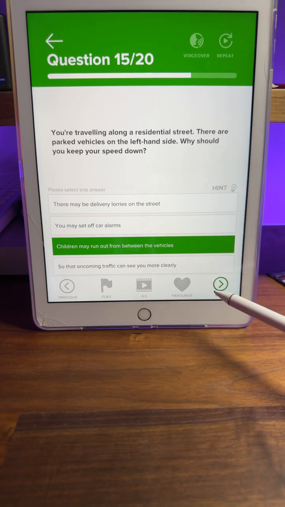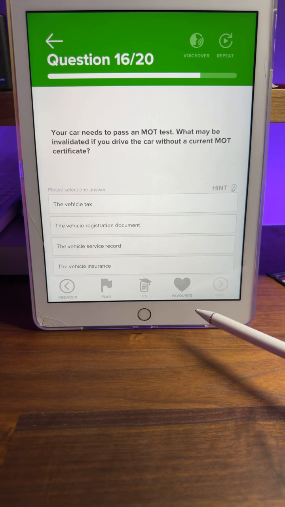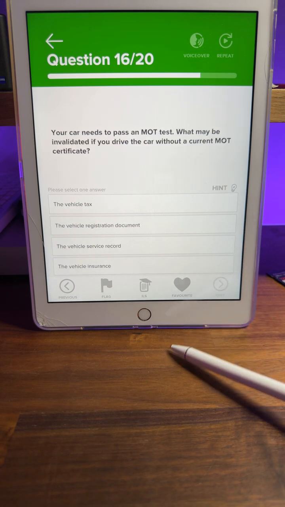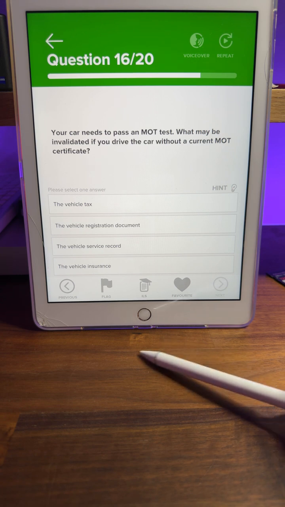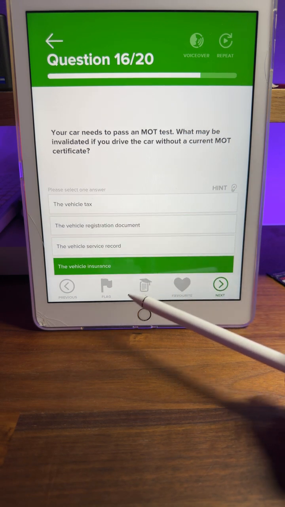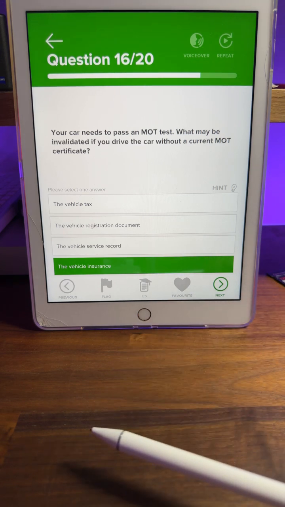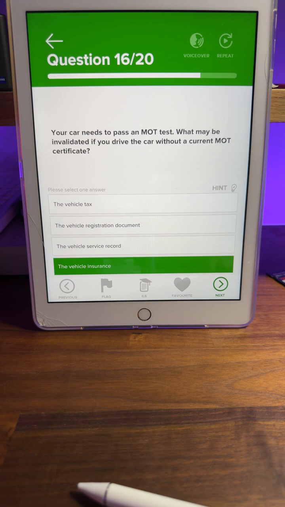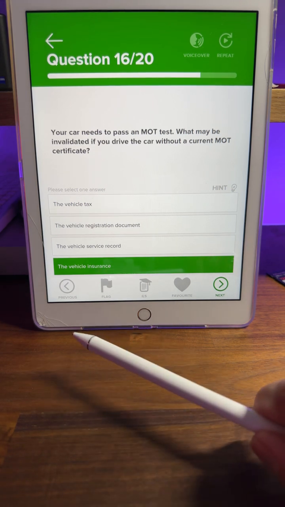Okay, let's click next on here. Yep, I've clicked the correct one. Question 16. Your car needs to pass an MOT test. What may be invalidated if you drive the car without a current MOT certificate? Is it the vehicle tax, the vehicle registration document, the vehicle service record, or your vehicle insurance? Again, I can see a lot of people saying D. There's a few B's coming through, a couple of question marks actually. Most of you are actually saying D.